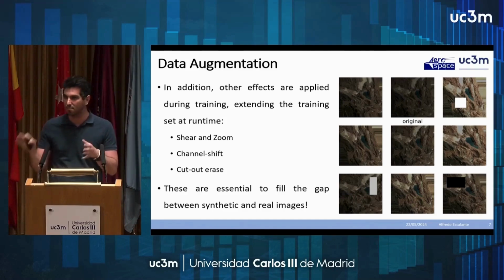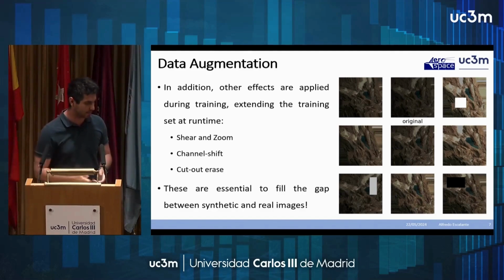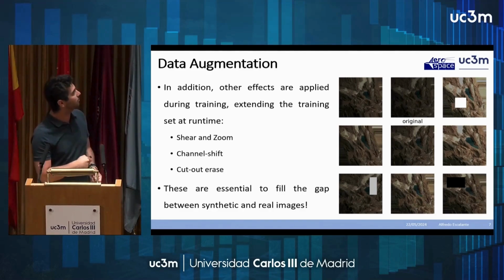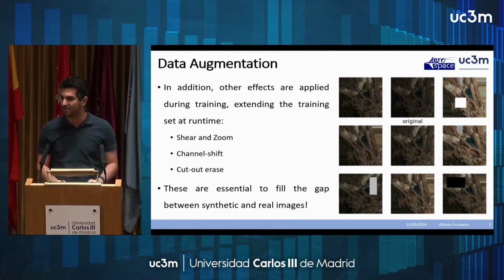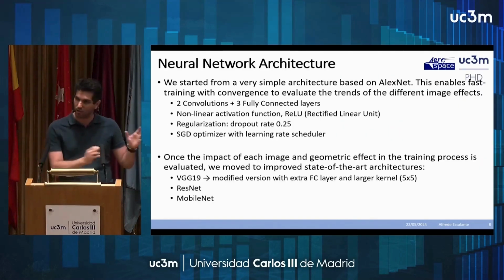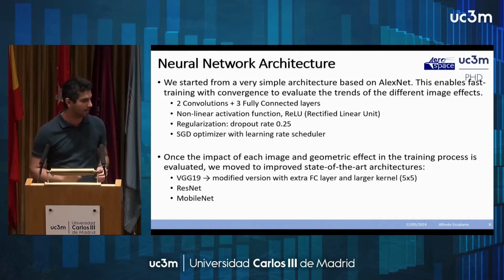So in this way, when a part of the image is obstructed, the network can still estimate the position, but it also applies for when you have missions where some component of the spacecraft is blocking the images. And we found actually that these three effects were key to fill the gap between synthetic and real images. So once we have the images and our training techniques, we focus on the neural network architecture.